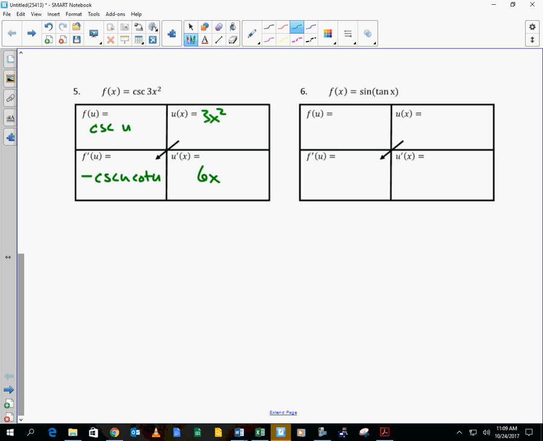Yep, you're going to have to memorize those for the test. You need to know those. Let's multiply. We get f prime of x is negative 6x cosecant of 3x squared cotangent of 3x squared. Could you imagine trying to find that derivative without having the chain rule?